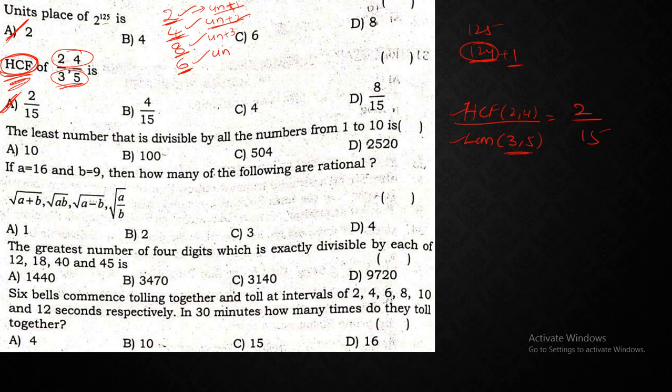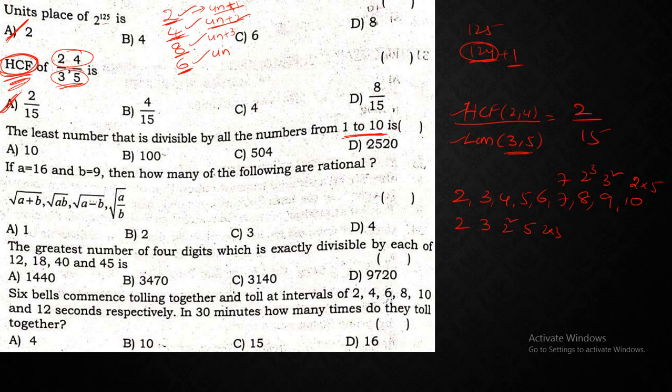Next, the least number that is divisible by all the numbers from 1 to 10. If you want a number which is divisible by all the numbers 1 to 10, first of all you need to take the LCM of those 10 numbers. So 2, 3, 4, 5, 6, 7, 8, 9, 10. For these numbers you need to take the LCM. So this is 2, this is 3, this is 2 square, this is 5, this is 2 into 3, this is 7, this is 2 cube, this is 3 square, and this is 2 into 5.